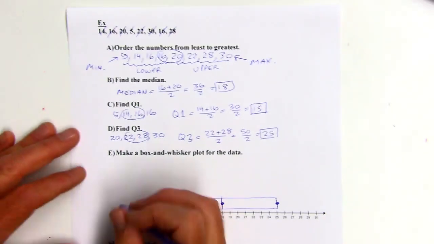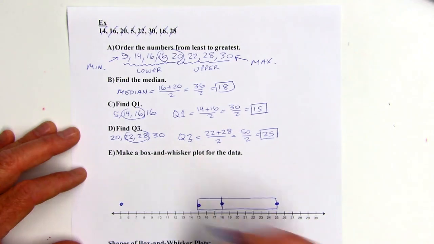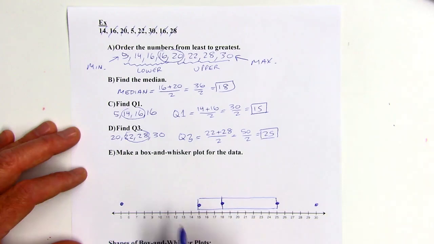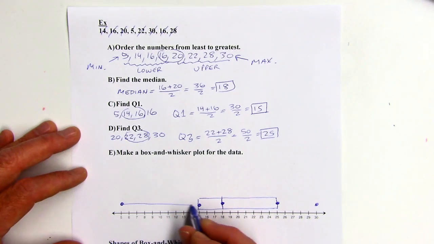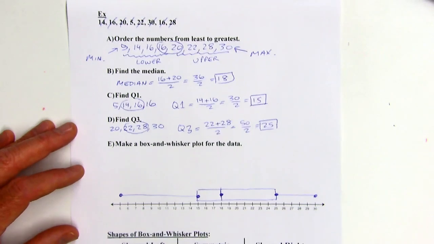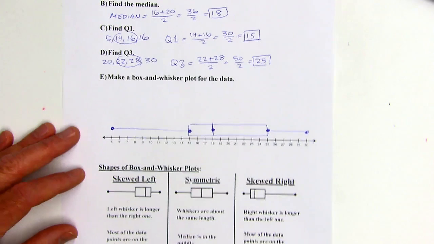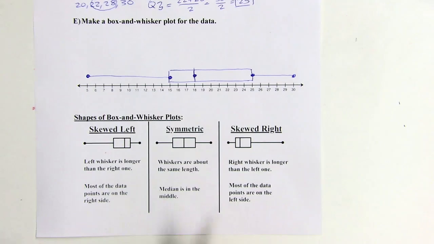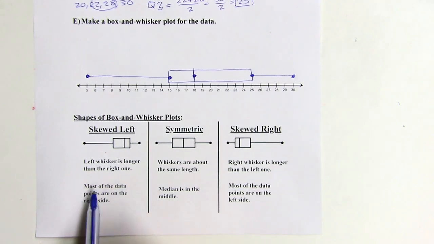Okay, so 5 is the minimum. It's all the way down there at the end. 30 is the maximum. And then draw in our whiskers, and then we're done. Okay. All right, so let's talk a little bit about what you can learn from these.